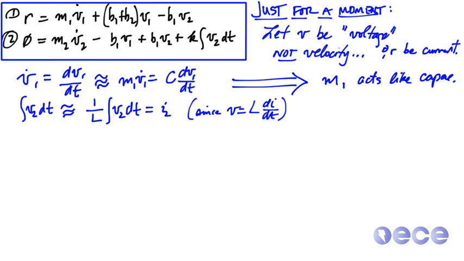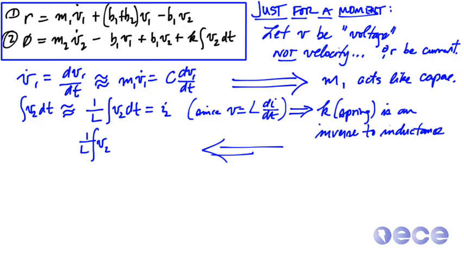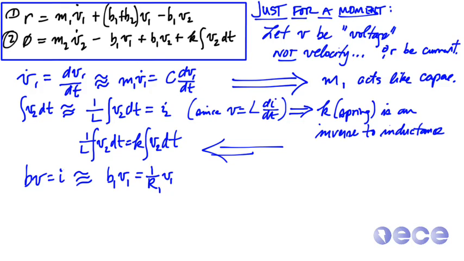So now, again, we see that the mass acts like a capacitance, and that the K is the inverse of an inductance. So if we have K times the integral of V2 dt, which we see up there in equation 2, that's 1 over L times the integral of V2 dt. So our inductor's value is 1 over K. So for just a regular resistance, B times the voltage is 1 over the resistance times the voltage. So this gives us the analogous values of what our currents are equal to.